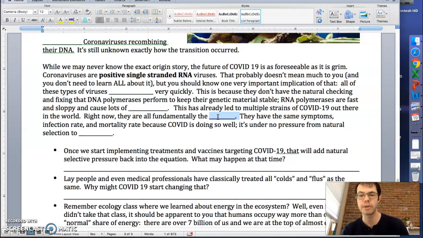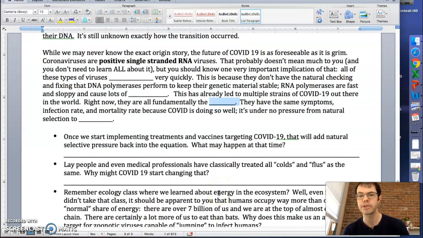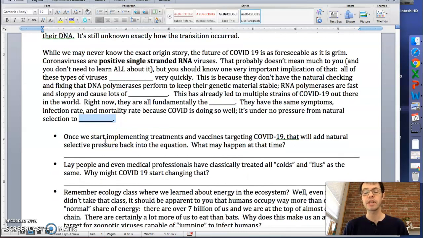California, different story. Now, one thing you should know about these strains is that right now they're all the same. They have the same symptoms, same infection rate, same mortality rate. And that's because COVID's doing so well. If it ain't broke, you don't fix it. So it's under no pressure from natural selection to adapt or change. But this has some implications, and I want you to think about the implications in these questions.